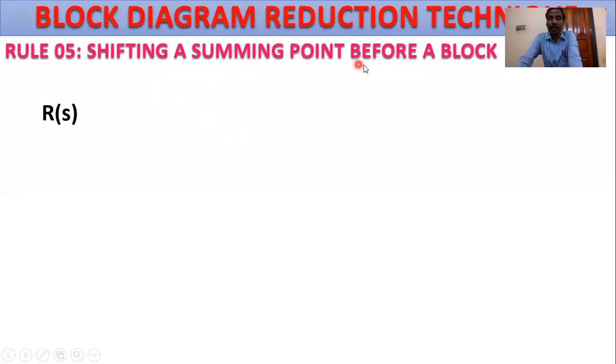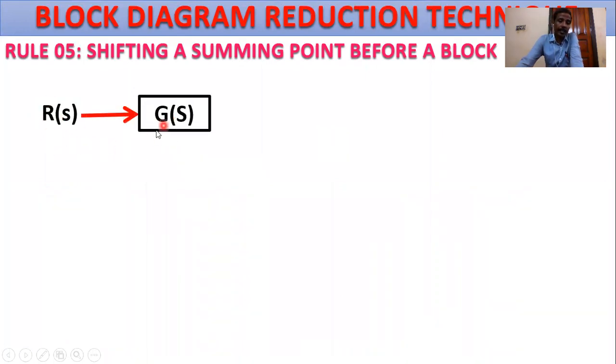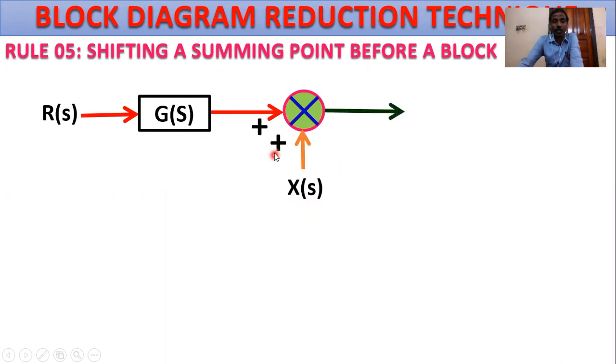Shifting of a summing point before a block. This is the reference input R(s), this is the system gain or plant gain G(s), and this is the plus or summing point, also called the comparator. In the forward direction, this signal is always positive. Another input X(s) is also a positive input, and the overall output is C(s).